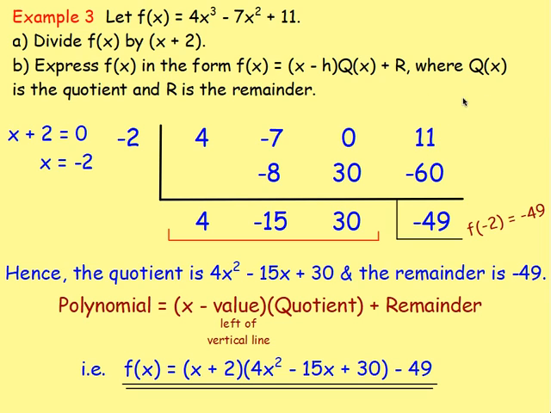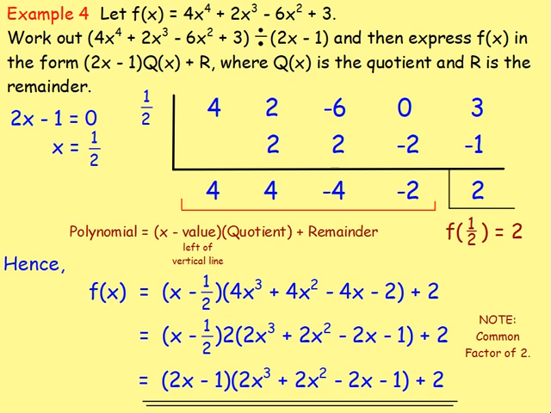We had more examples of that. This example here wasn't any more complicated, it was just worded, but don't let it confuse you. It's still asking for the same form as before. It's x minus something times the quotient plus the remainder. So there's nothing different to that.